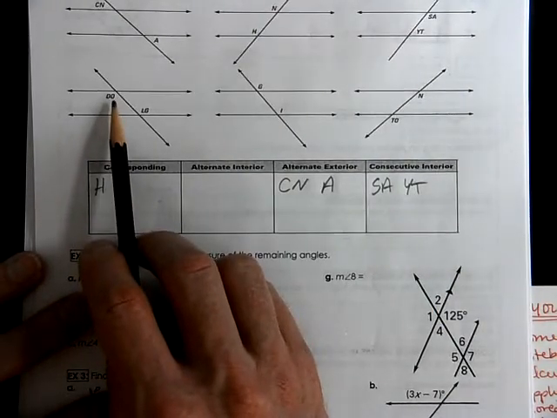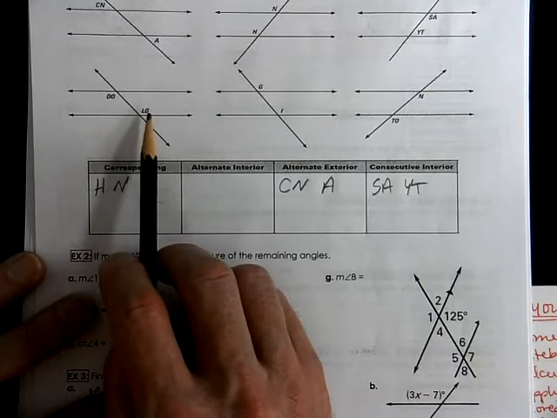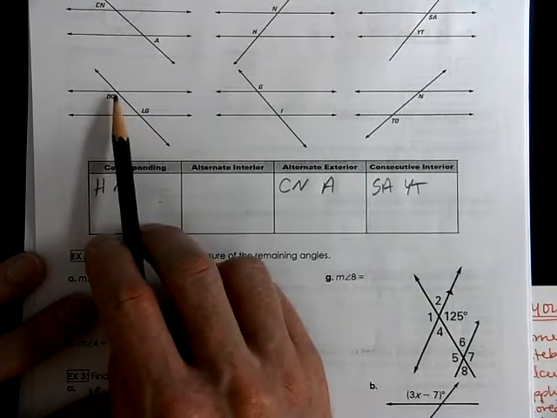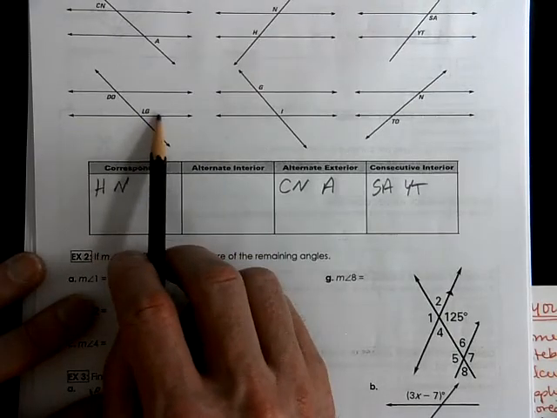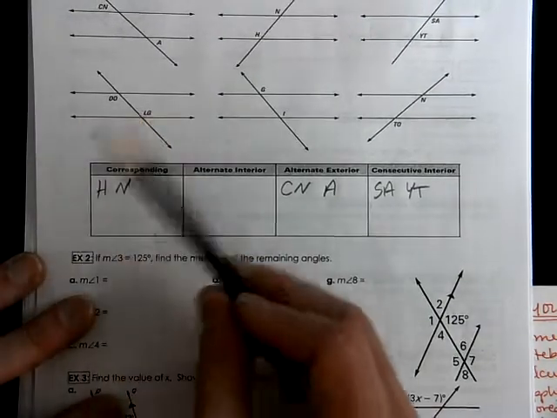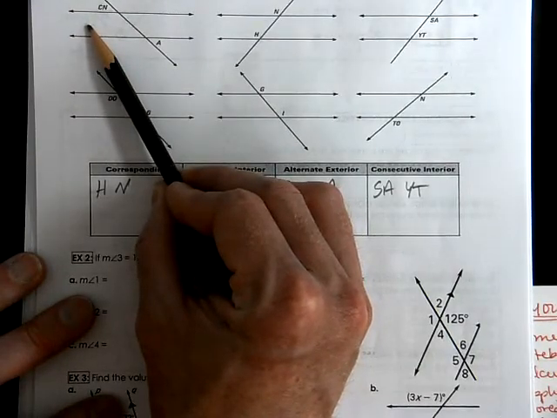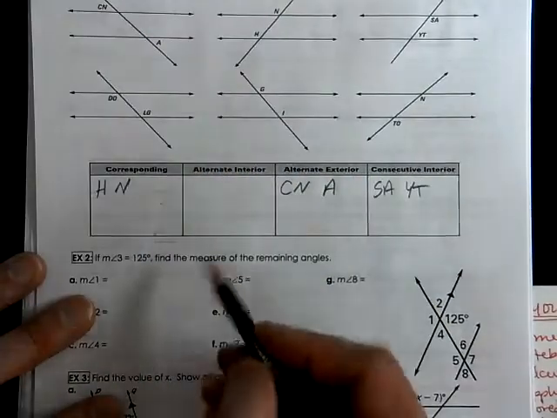Our fourth example, we're looking at D, O and L, G. They're both inside the two lines. They're on opposite sides or alternating sides of the transversal. So these are alternate interior.